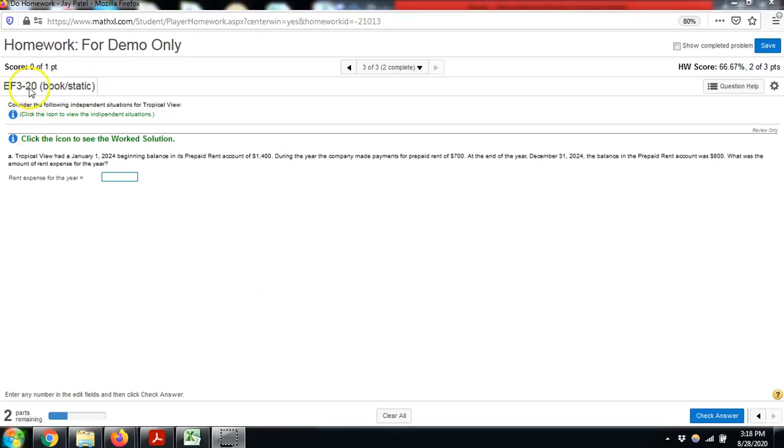So this is EF3-20. Basically, this gives us a set of different scenarios with prepaid rent. And so this question is a little redundant in that it's kind of like the same problem done 4 times. But this type of calculation is going to be important for not just prepaid rent. It's going to be important for calculating inventory, other prepaid expenses like office supplies. So conceptually, this calculation is an important concept to understand. So let's do the first one and hopefully it'll become a little more clear why.